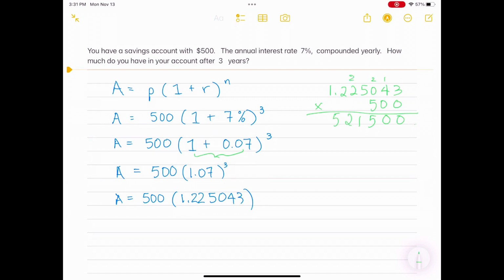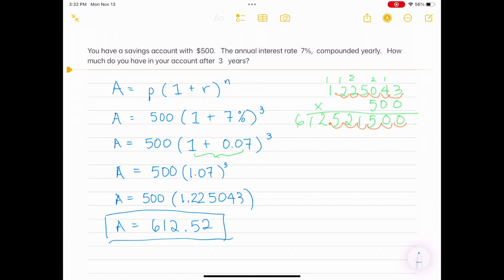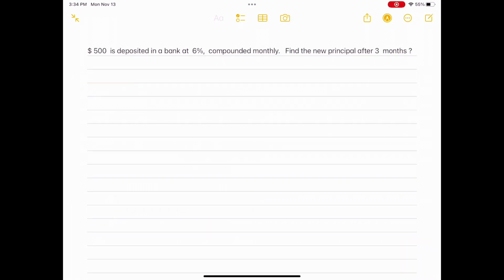You have to be very deliberate and focused when you are doing a calculation like this and not allow your attention to wander or to be sidetracked by other distractions. So A equals $612.52. We box our answer.